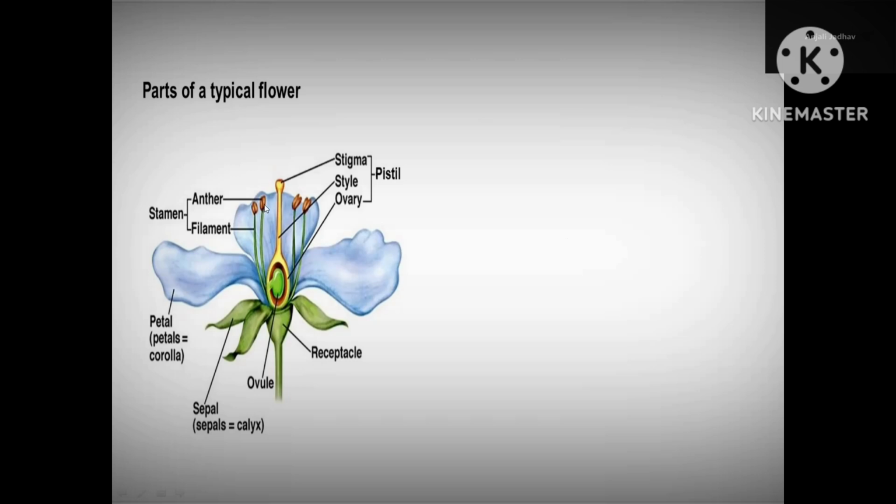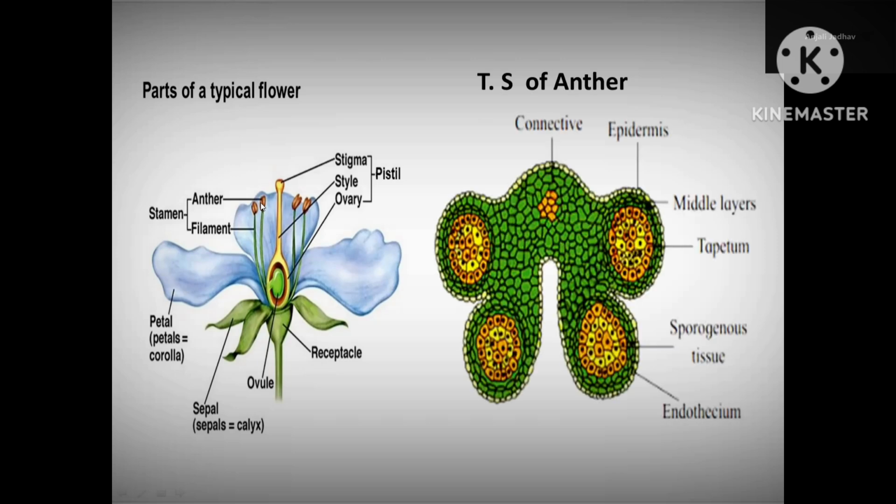When we take a transverse section of this anther, we can see the structure in this manner. TS of anther structure: inside this anther, these are 4 pollen sacs, 1, 2, 3, and 4. The pollen sacs consist of sporogenous tissue.